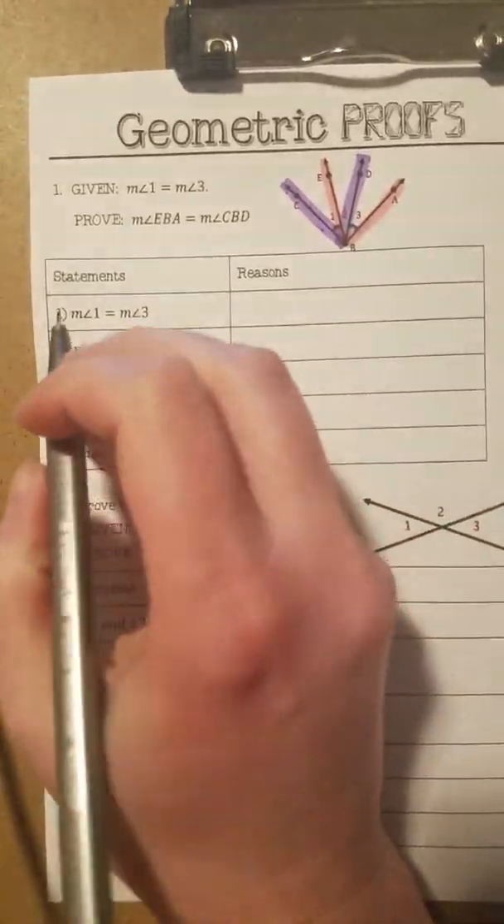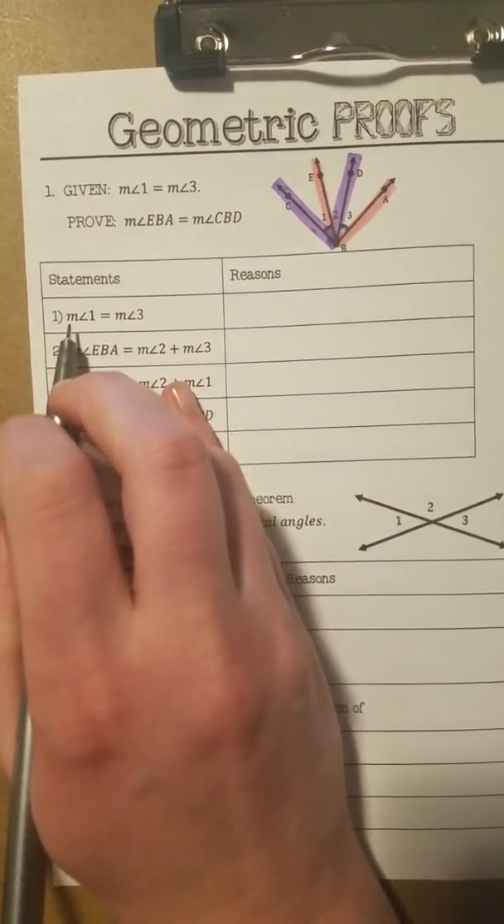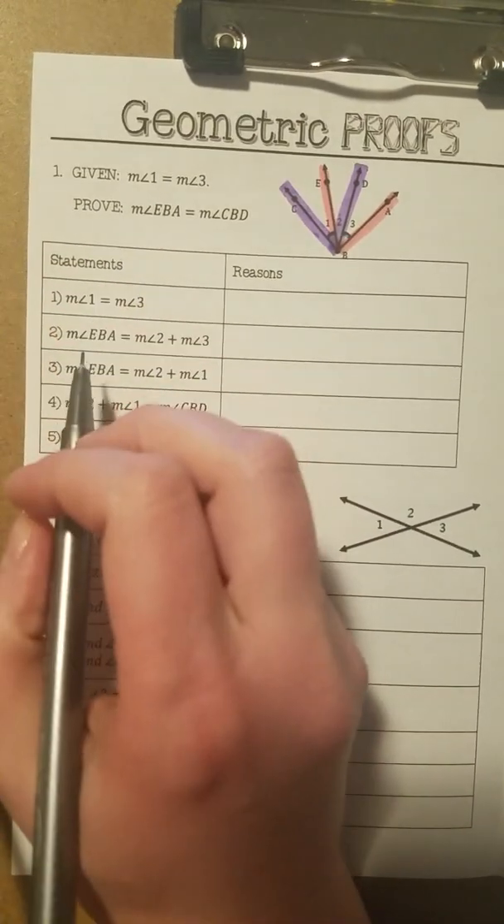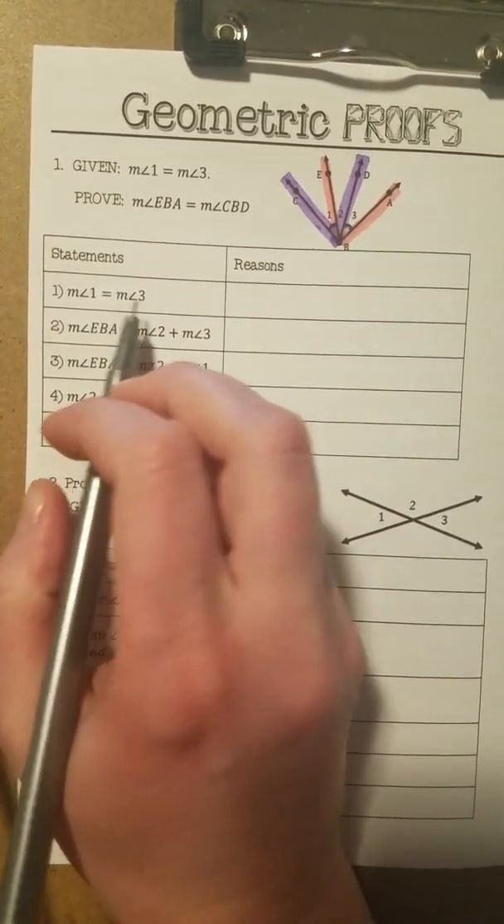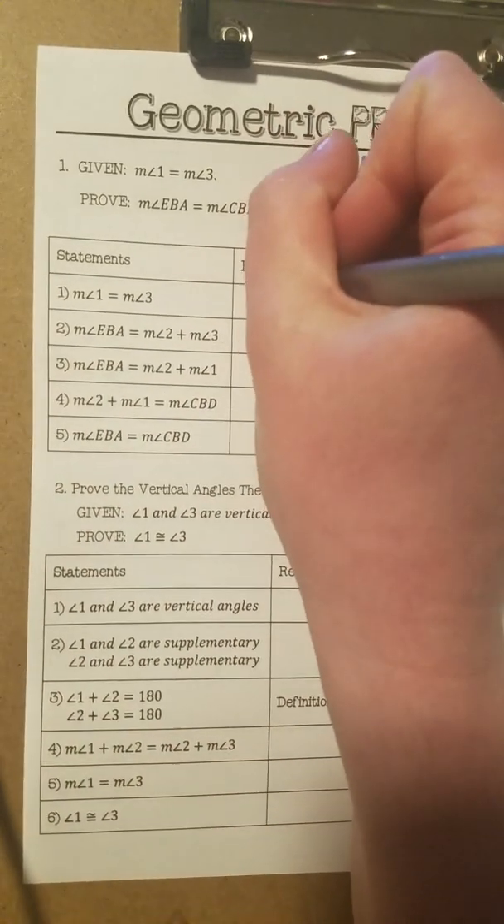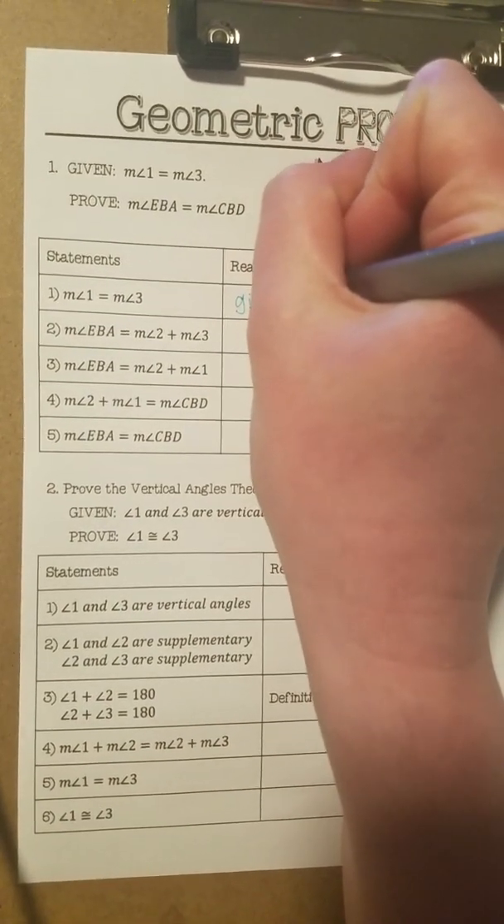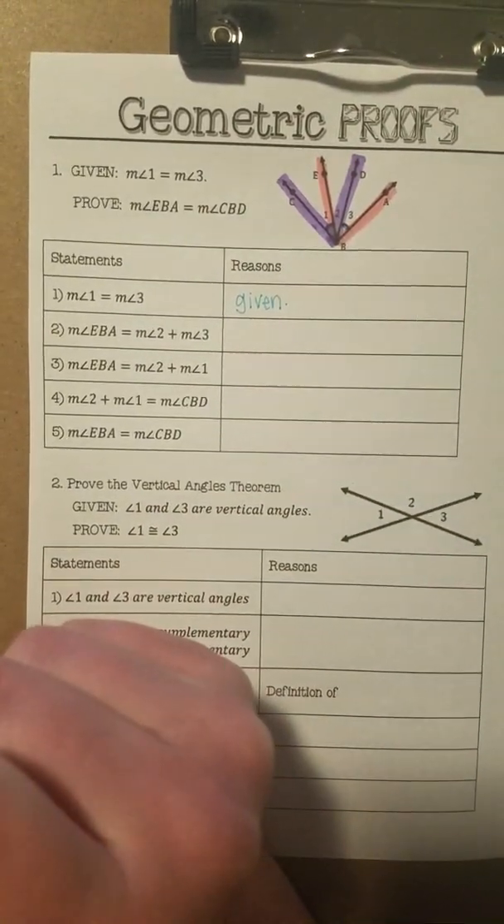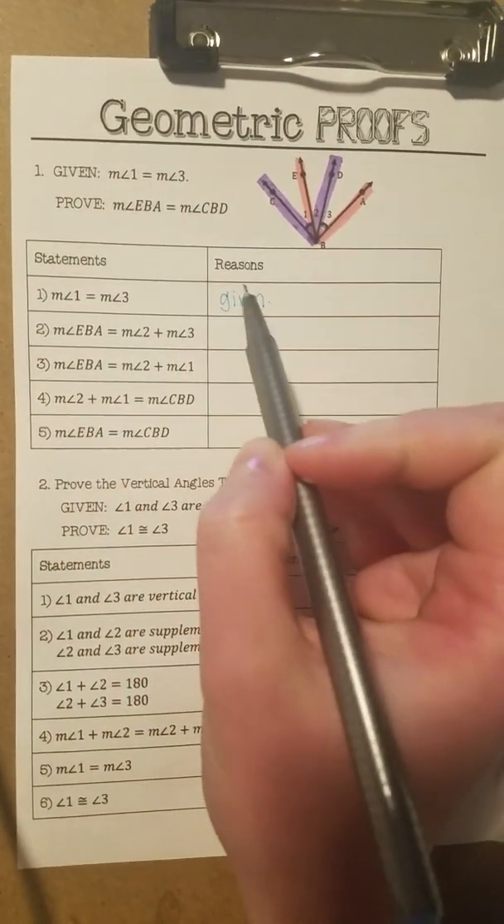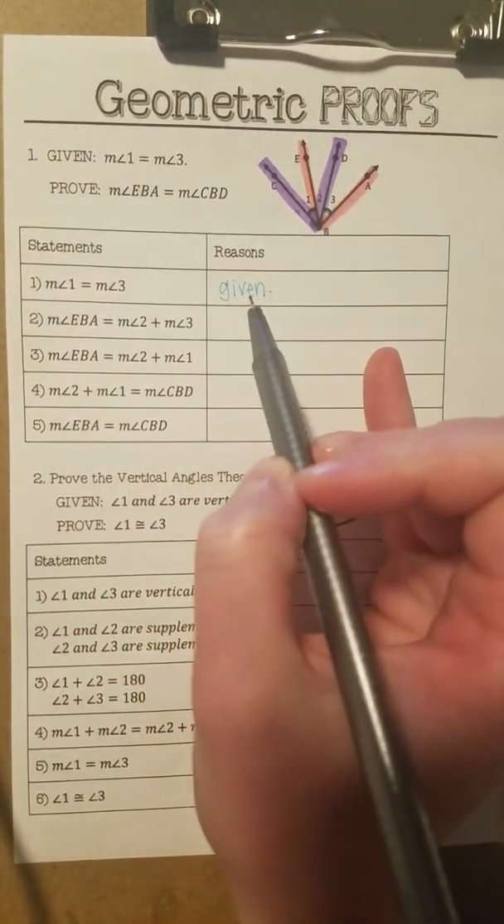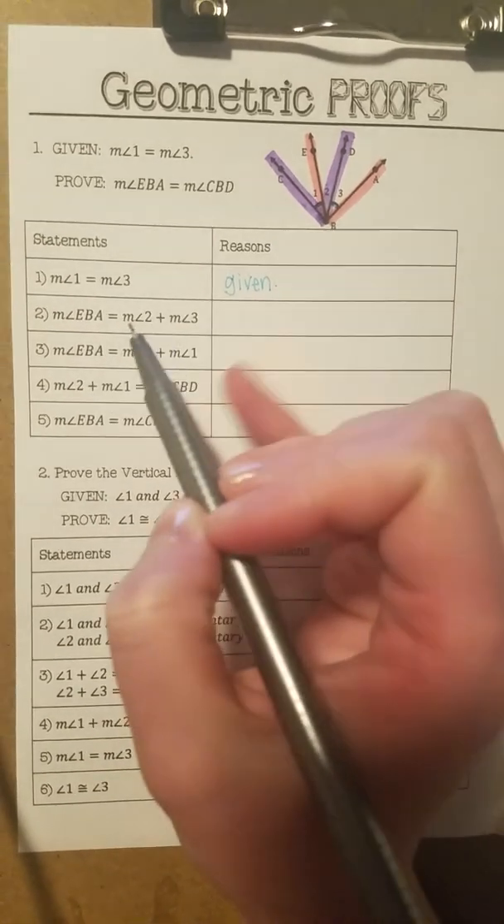So, first statement is always given to us. So the measure of angle 1 is equal to the measure of angle 3. The reason for that is given. Awesome. You guys should all get this every time. The first reason is always given.